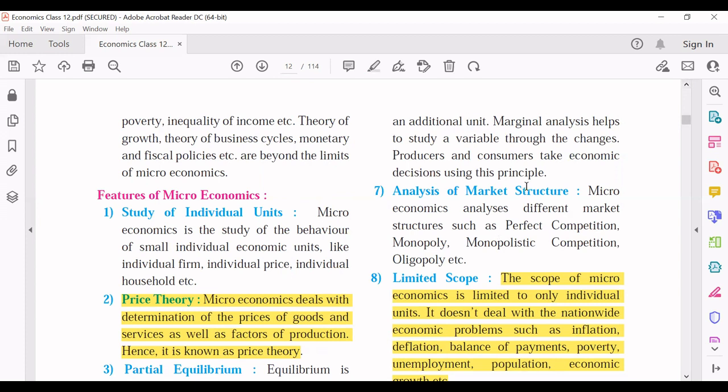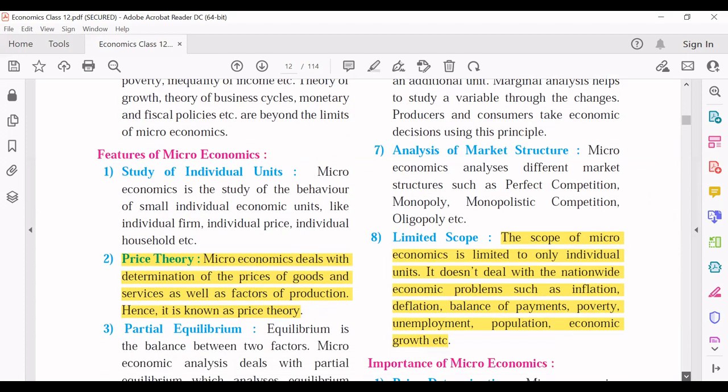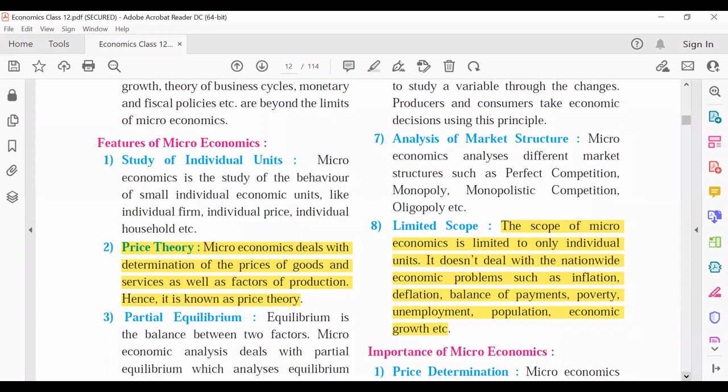Now the market structure analysis also comes under the scope, or the features, of microeconomics. It analyzes different markets such as perfect competition, monopoly, monopolistic competition, oligopoly, etc. Now, microeconomics has only limited scope. Why? Can any of my friends recall? Because it only studies individual units. It does not deal with nationwide problems such as inflation, deflation, balance of payments, poverty, unemployment, etc. So its scope is limited.